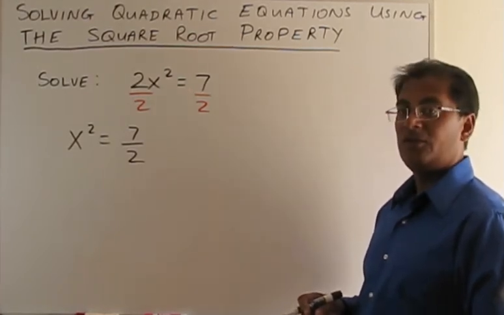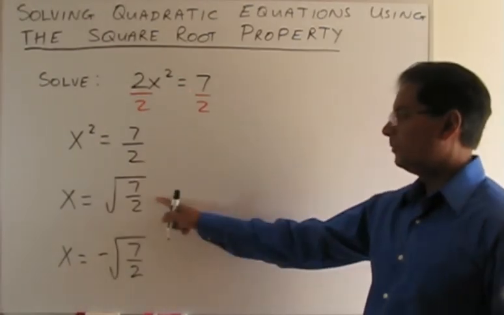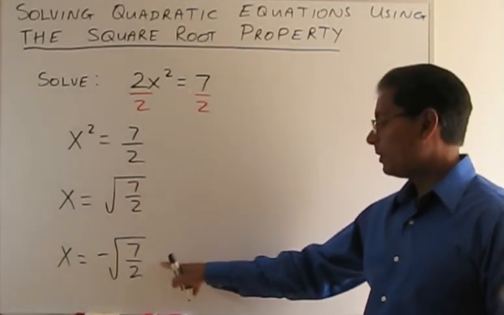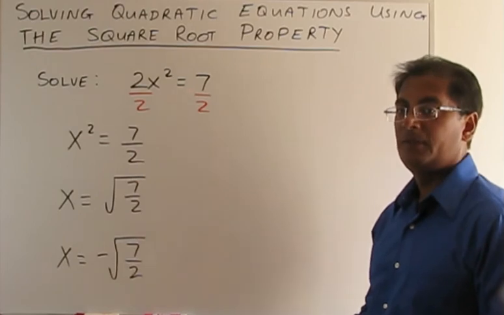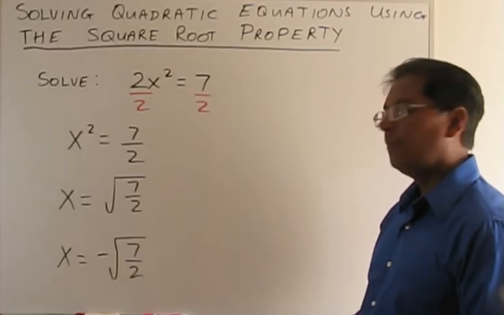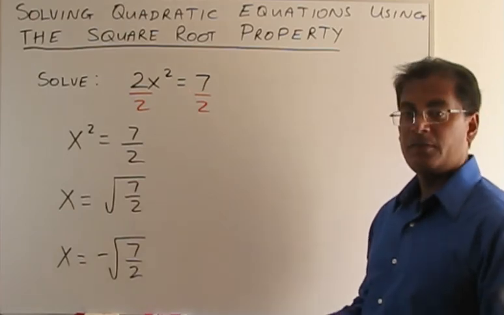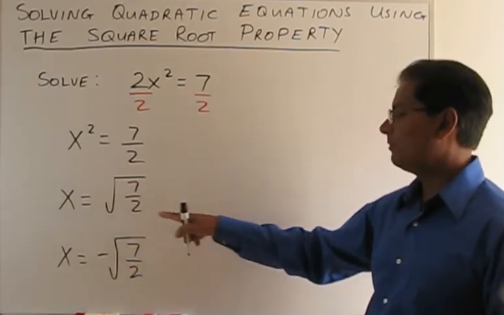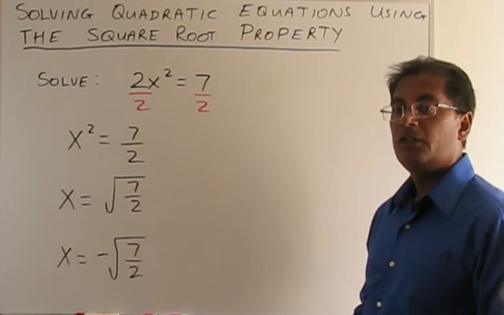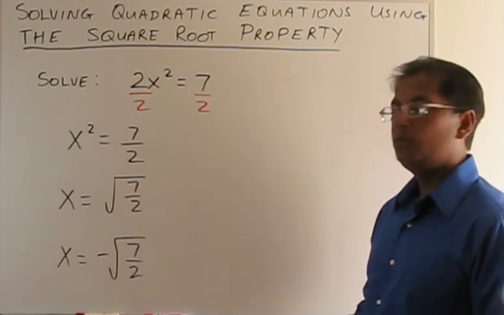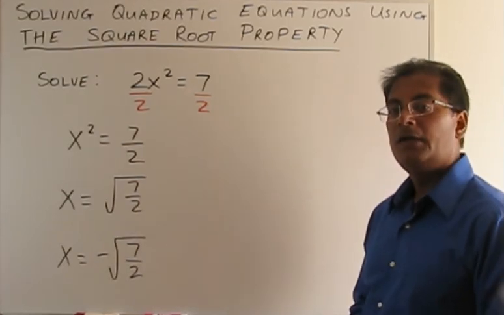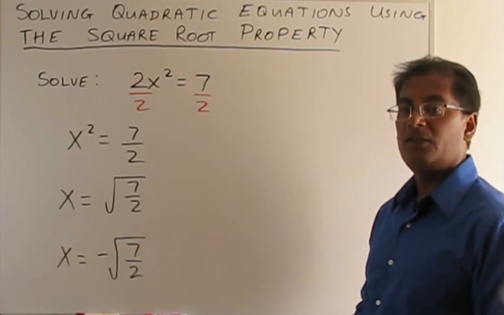So in other words, x is going to be equal to the square root of 7/2 or the negative square root of 7/2. Now, from our study of roots, you may see that this is actually an irrational number in the denominator. This is the square root of 7 over the square root of 2. And so sometimes in your answer, you want to rationalize the denominator.